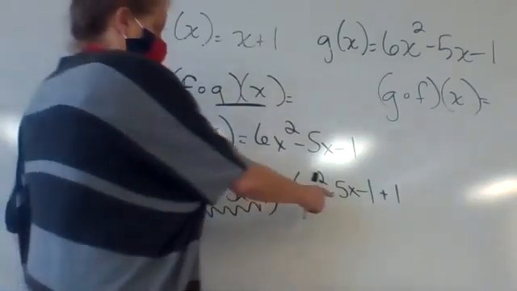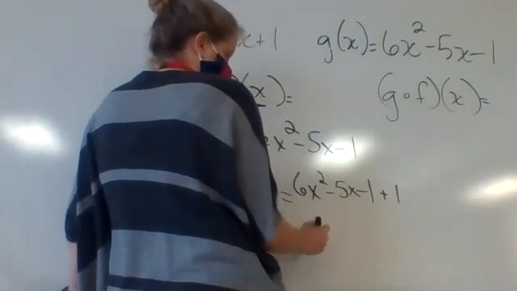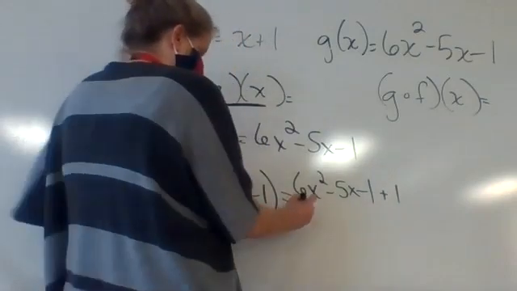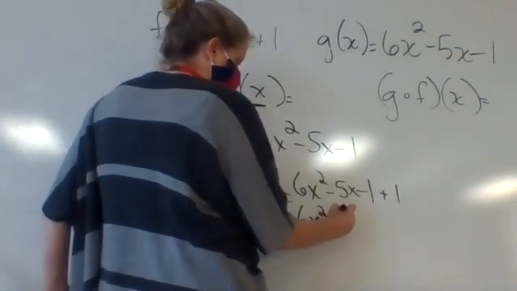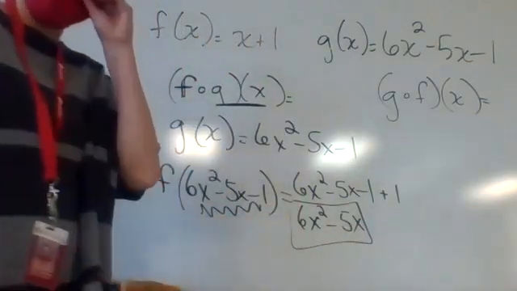And then you just combine these like terms. That negative 1 plus 1 actually cancel each other out, right? Because negative 1 plus 1 is 0. So you're just left with 6x squared minus 5x, which you saw that you had.